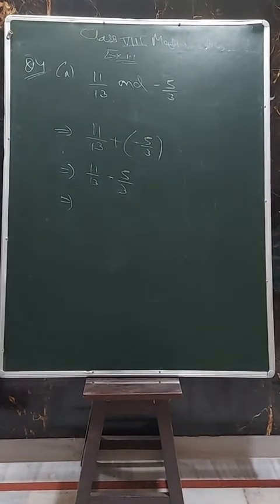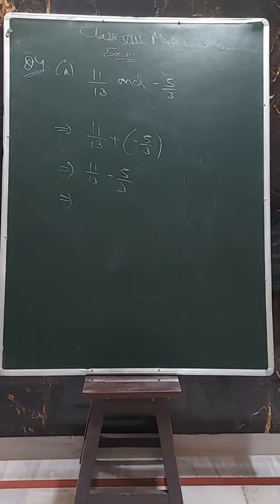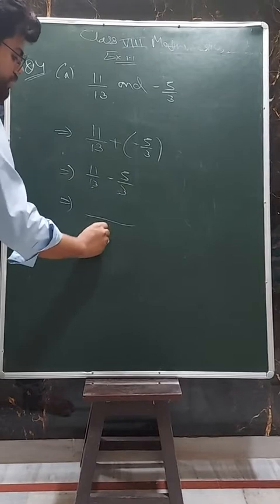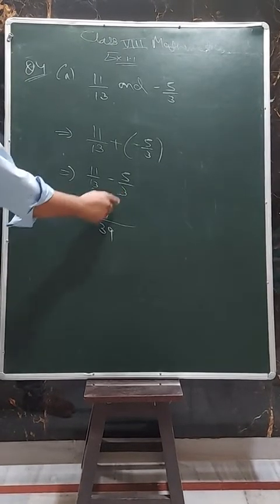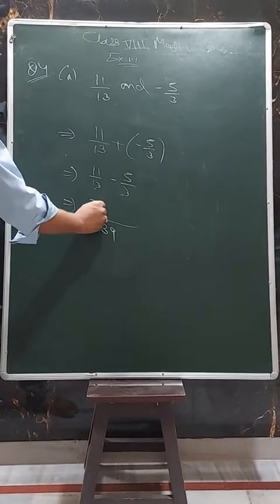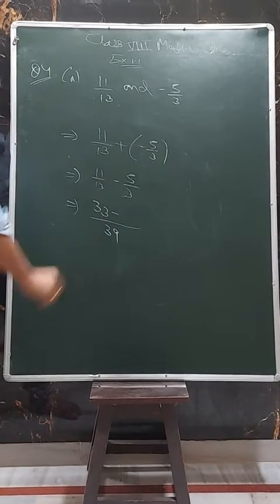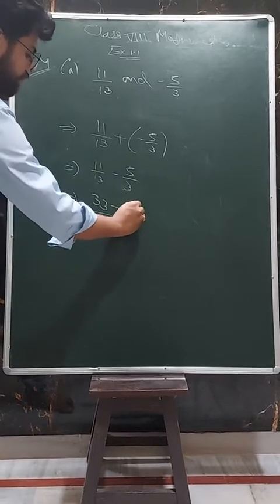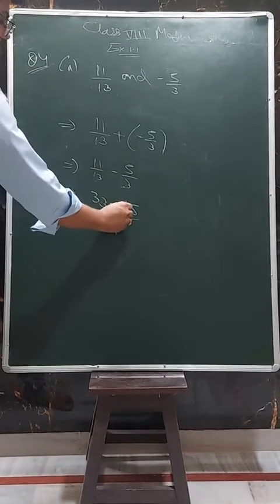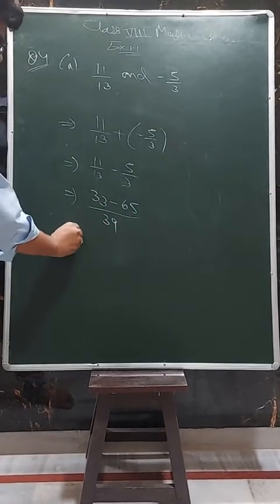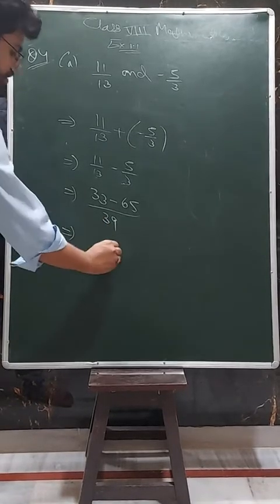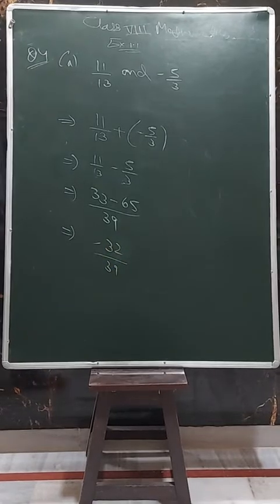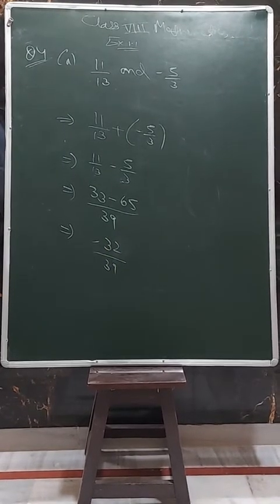Now what is the LCM? If you don't know the LCM, simply what you have to do, multiply it. 13 3s are what? 39. Now 3 into 11, 33, minus 13 into 5. 13 into 5, that is 65. Now 33 minus 65 we have to do. 32 upon 39, that is minus 32 upon 39.